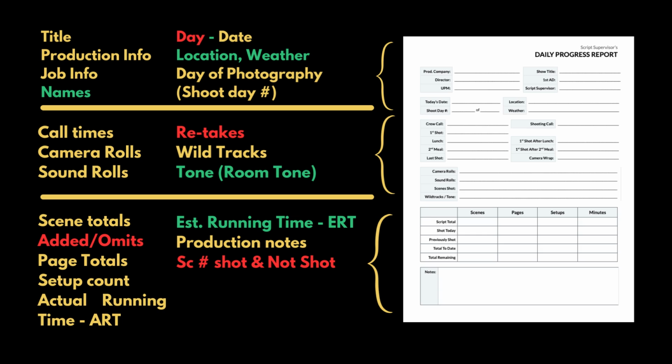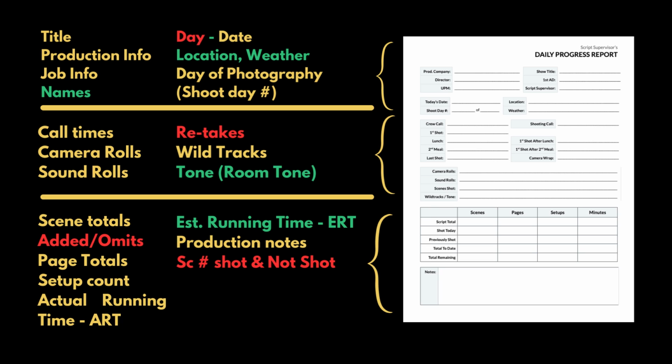Okay, so here's our first example, and just keep in mind anything in yellow are things that I feel are important to have on the report. Anything in green is optional, and anything in red I feel are elements that should be on the report but are not on this particular report. Okay, so let's take the first section. Names are in green. So we have the director's name, first AD, UPM, and script supervisor's name.